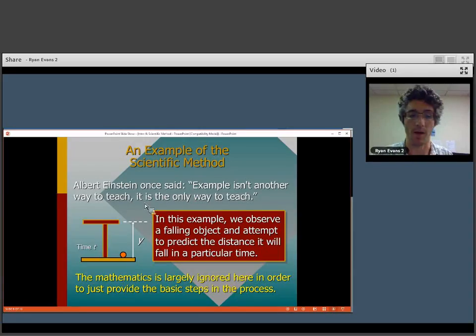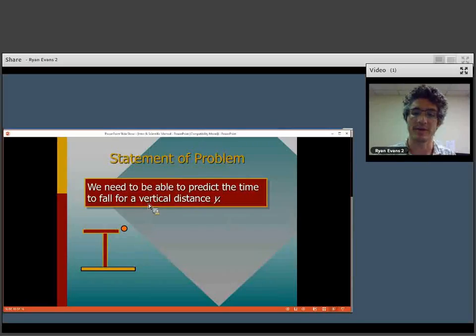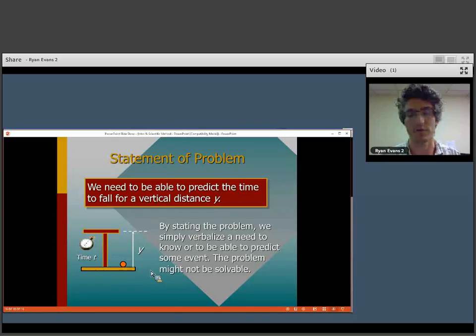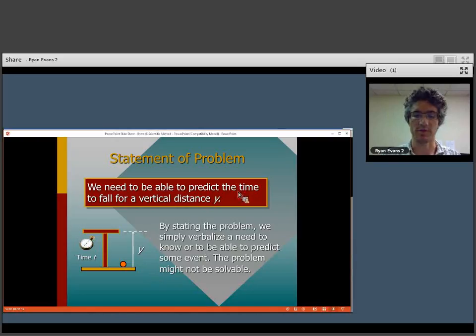So, statement of the problem. We need to be able to predict the time to fall for a distance. That is our problem. We want to know how quickly an object falls given a certain distance. So you have to measure the distance y, and then you have to record the time with some type of stopwatch or more accurate keeping device. By stating the problem, we simply verbalize the need to know or to be able to predict some event.